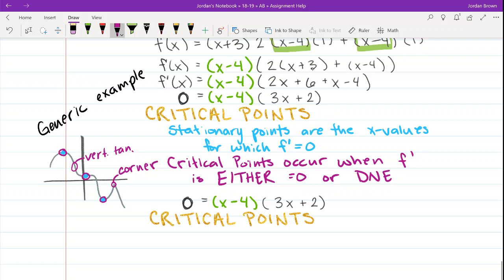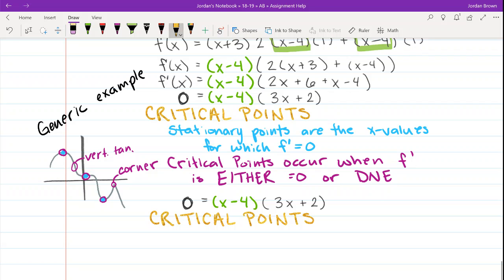Okay, critical points and stationary points have a relationship similar to that of squares and rectangles. All stationary points are also critical points, but not all critical points are stationary points. Does that clear stuff up for you, Tanvi? Okay.